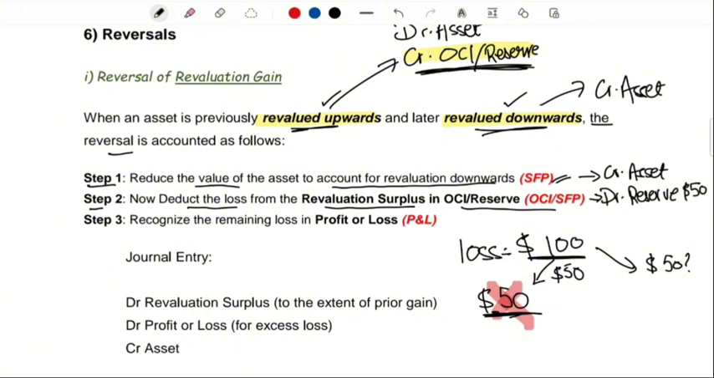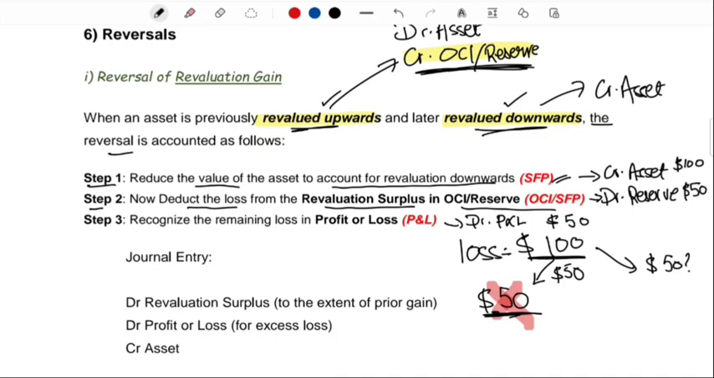Just now we have seen that when the loss occurs, we will take it to the profit or loss. When the loss on revaluation occurs, we will recognize the loss in the profit or loss. So I will now debit the profit or loss with the remaining $50 and credit the asset with a total of $100, because the loss in total is $100, which you will use to reduce the overall value of the asset. All right, this is how it happens.